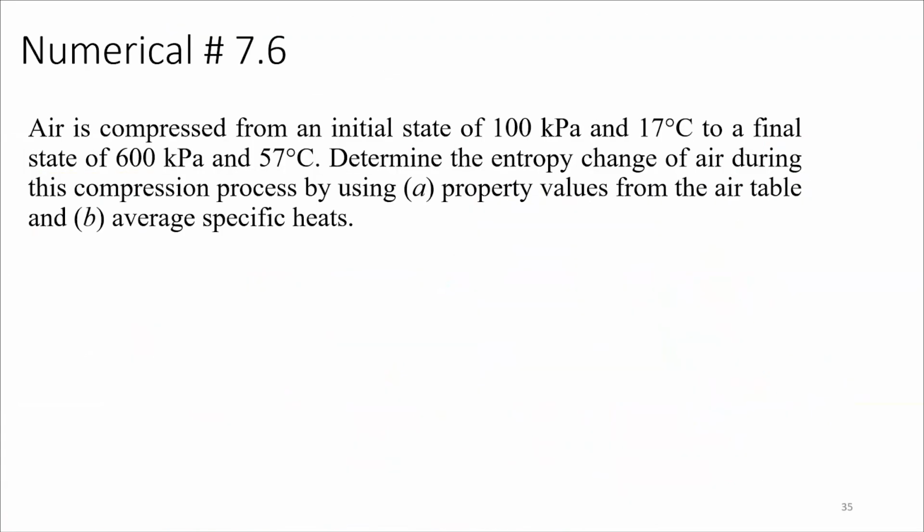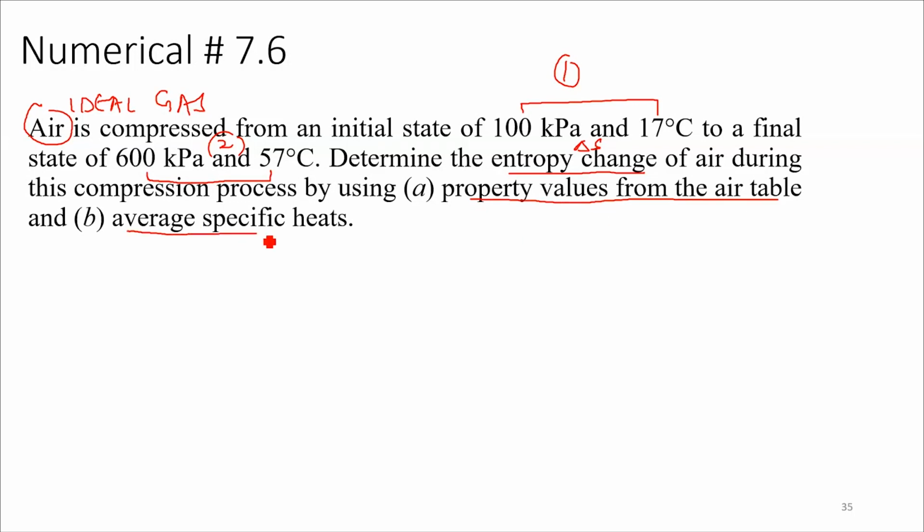Now let us have a look at an example which says that air is compressed from an initial state of 100 kilopascal, 17 degrees centigrade, to 600 kilopascal, 57 degrees centigrade. Air, first thing, is an ideal gas. Initial state, final state. Determine the entropy change, that is delta S, of air during the compression process by using, number one, property values from the air table, and number two, the average specific heat. So this is the exact analysis and this is the approximate analysis.